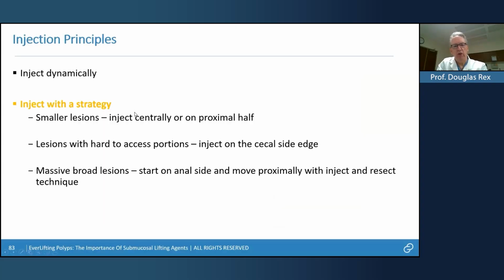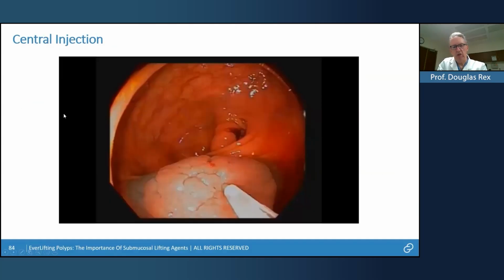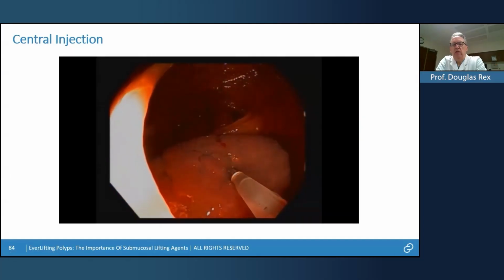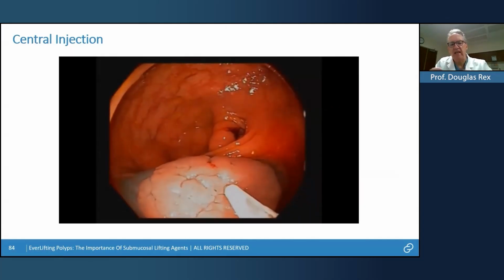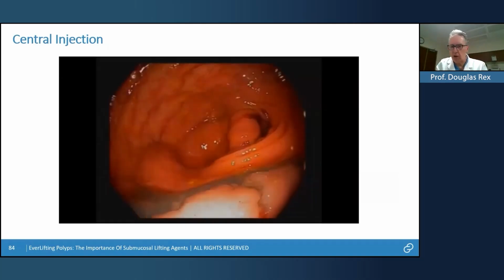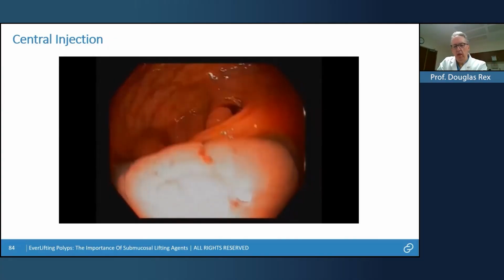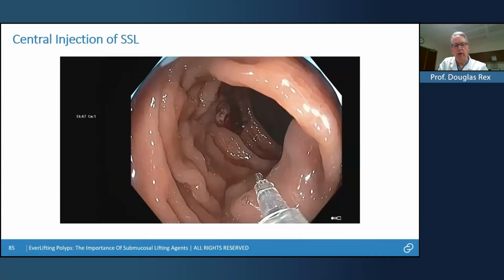And then we want to inject with a strategy. So for a lot of smaller lesions, this is a small adenoma, maybe 20 millimeters. It's best to inject right in the center of the lesion, right through it, so that the lesion ends up on the top of a dome of fluid.